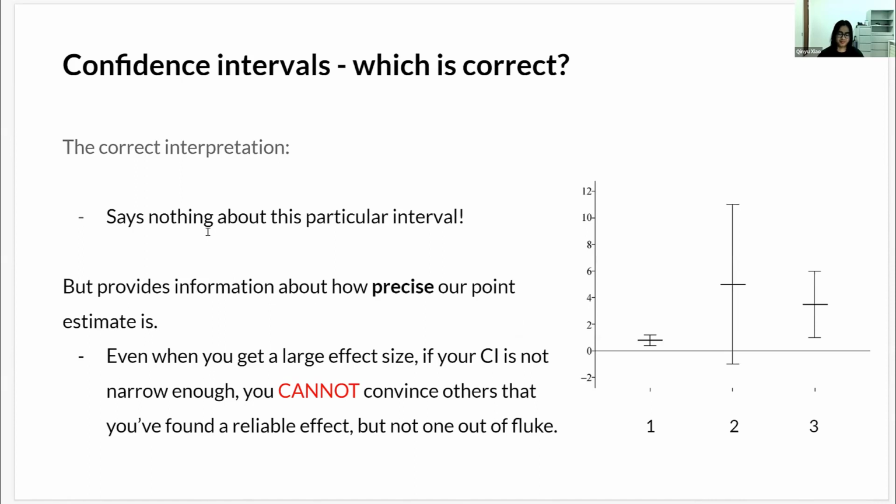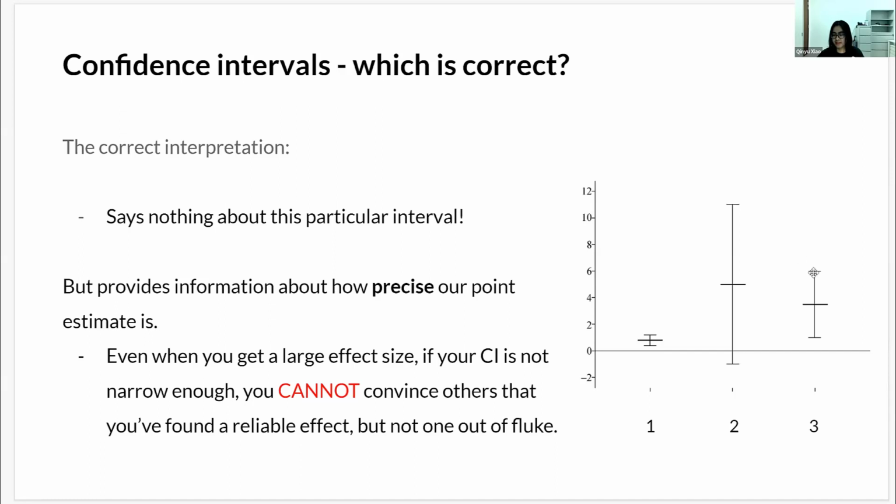But let's consider this question: if any one confidence interval says nothing about the true mean that we're trying to see there, why do we need to provide this in our results? Because the confidence interval provides information about how precise our point estimate, which refers to the effect size, is.